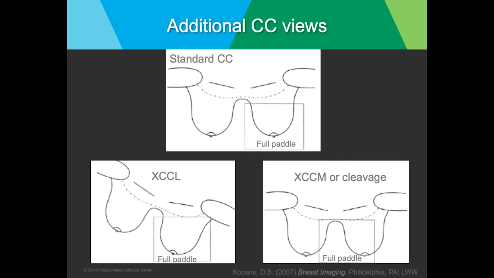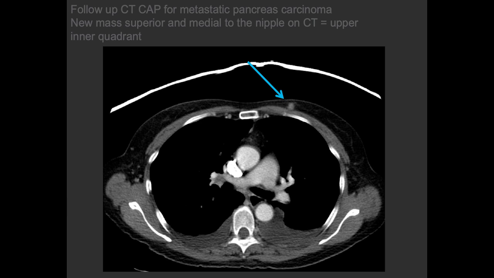Moving on to exaggerated CC views. So at the top of the image is a standard full CC view. And then at the bottom is the exaggerated lateral or XCCL and exaggerated medial or cleavage views. And you can see the exaggerated lateral obtains more lateral tissue and the exaggerated medial obtains more posterior and medial tissue.